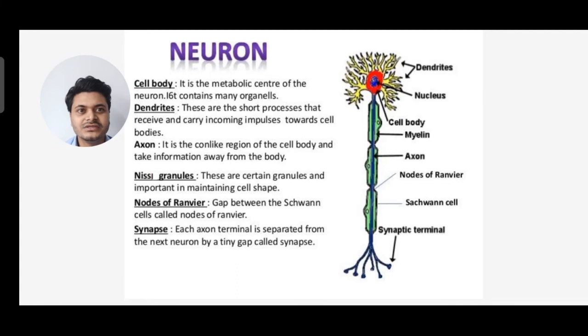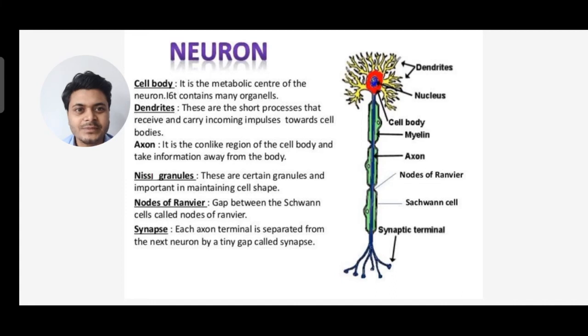Now what is the cell body? It is the metabolic center of the neuron. It contains many organelles. And what are dendrites? They are the short processes that receive and carry incoming impulses towards the cell body. The axon is the long extension from the cell body that takes information away from the cell body. Nissl granules are important in maintaining cell shape. The gap between the Schwann cells is called the node of Ranvier.